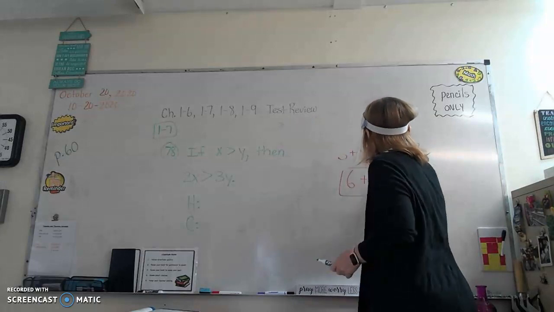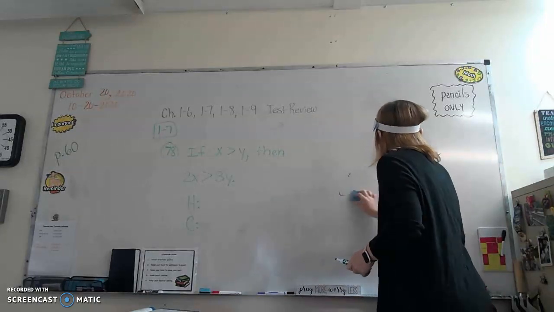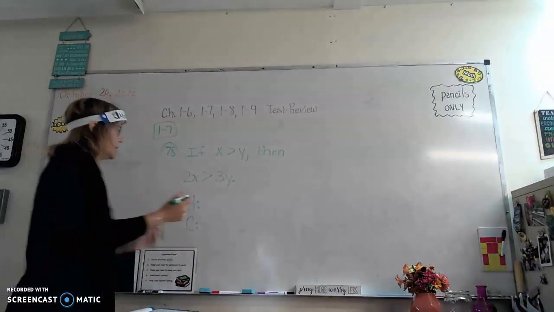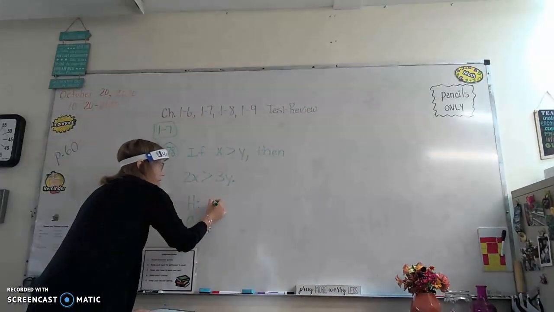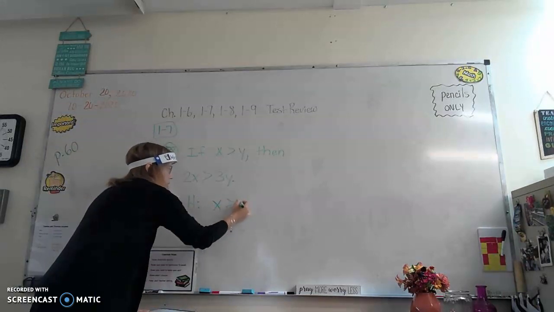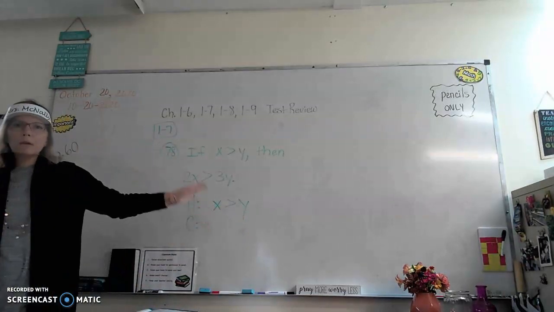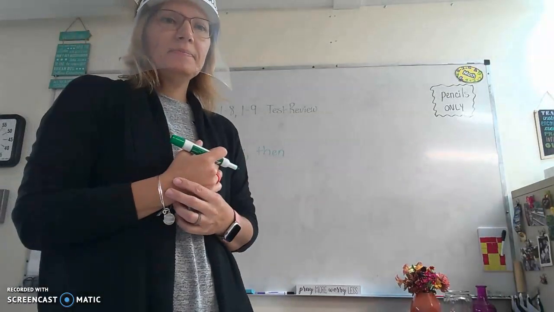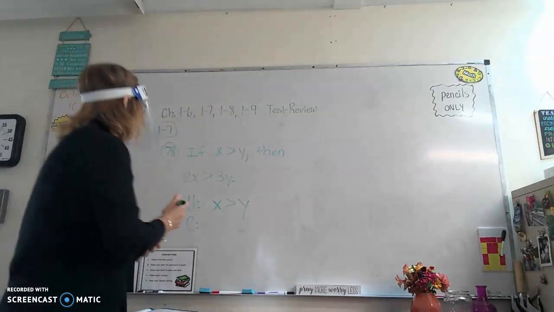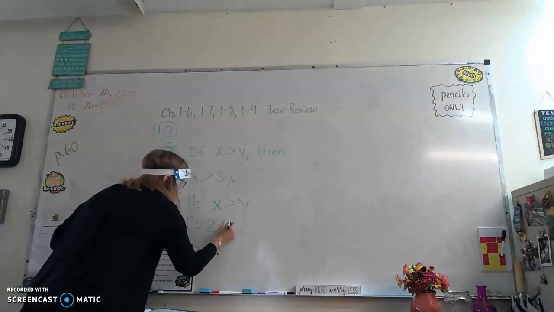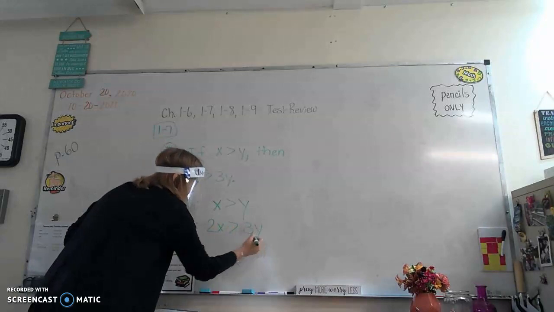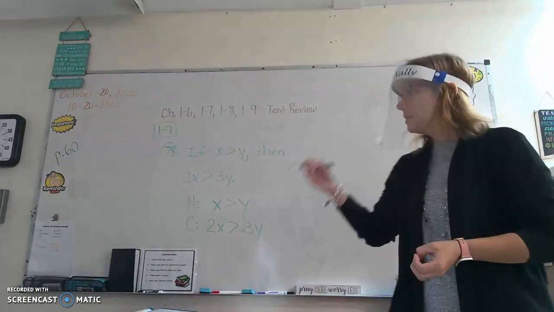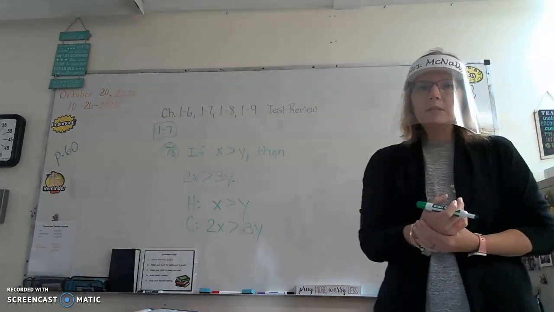The hypothesis is if x is bigger than y. Yeah. So remember, you don't need to write the if and the then when you do this part. So you would just say the hypothesis is x is greater than y. And what's the conclusion? 2x is bigger than 3y. That's right. 2x is greater than 3y. So you're just breaking down the if and then. The hypothesis is the if. The conclusion is the then.